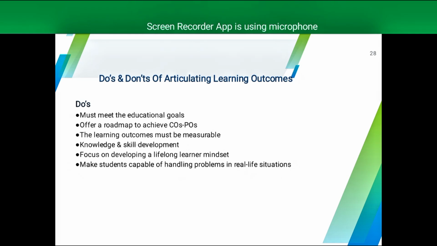Do's and don'ts of articulating learning outcomes. Do's: must meet educational goals, offer a roadmap to achieve COs and POs. The learning outcome must be measurable. Knowledge or skill development. Focus on developing a lifelong learning mindset. Make students capable of handling problems in real life situations.